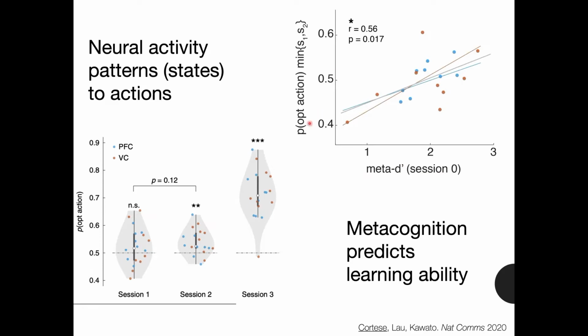So when we compute meta D prime on this data, which is independent from those 3 sessions, and we plot it against their baseline ability in those 2 learning sessions, where it's completely non-conscious learning, now we see that this initial metacognitive ability can predict their later learning ability. So that kind of indicates already a first tenuous link between metacognition and reinforcement learning.